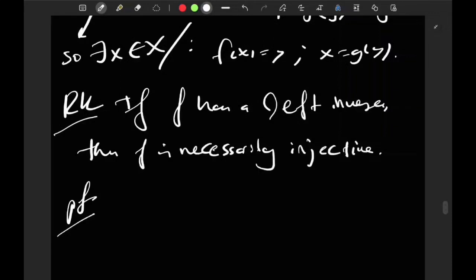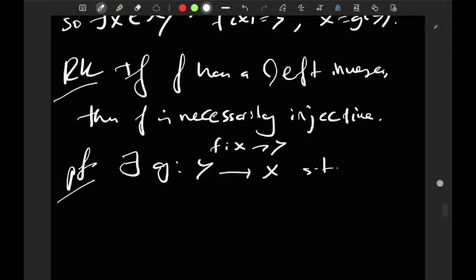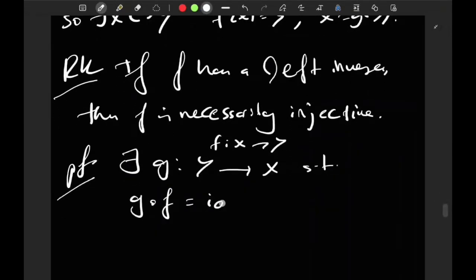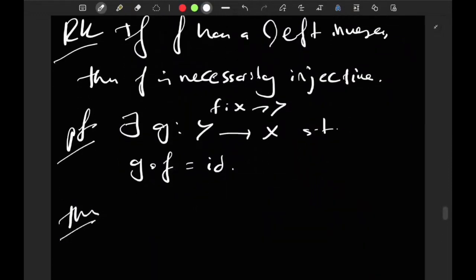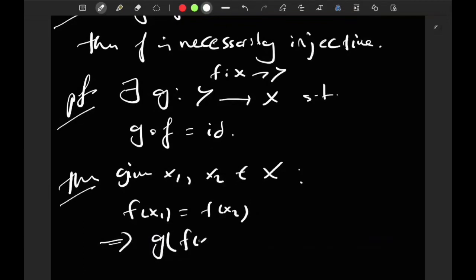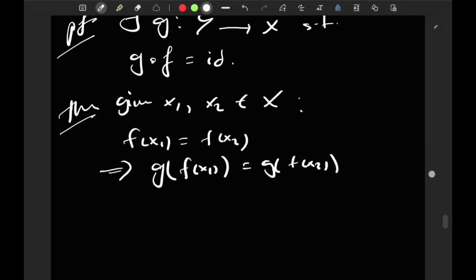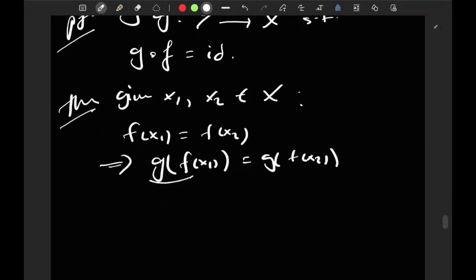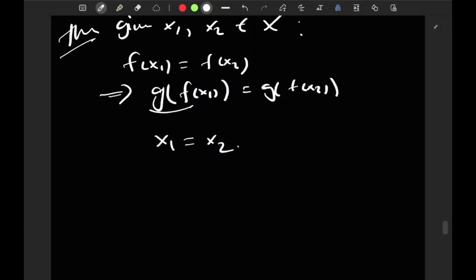Well, proof. Suppose that there exists a g going from Y into X, so f is going from X to Y, such that g round f is equal to the identity. Then given some x1 and x2 in X, if f of x1 equals f of x2, then g of f of x1 equals g of f of x2. Not doing anything special, just applying the map g to both sides. Then, well, g round f is the identity, so I get x1 equal to x2. That means it's injective.